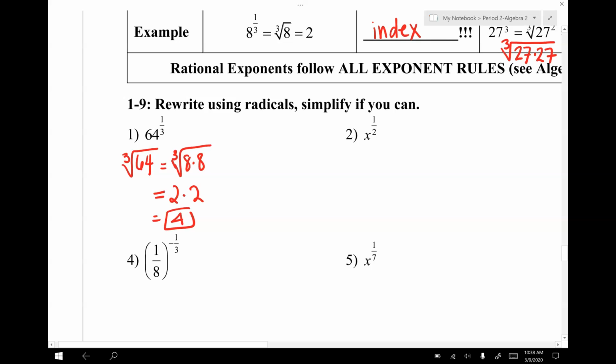Number 2. How can we rewrite that as a radical? It's simply, which index? 2, which is a square root. Do we write 2 if it's a square root? No. So box that up because we cannot simplify that.